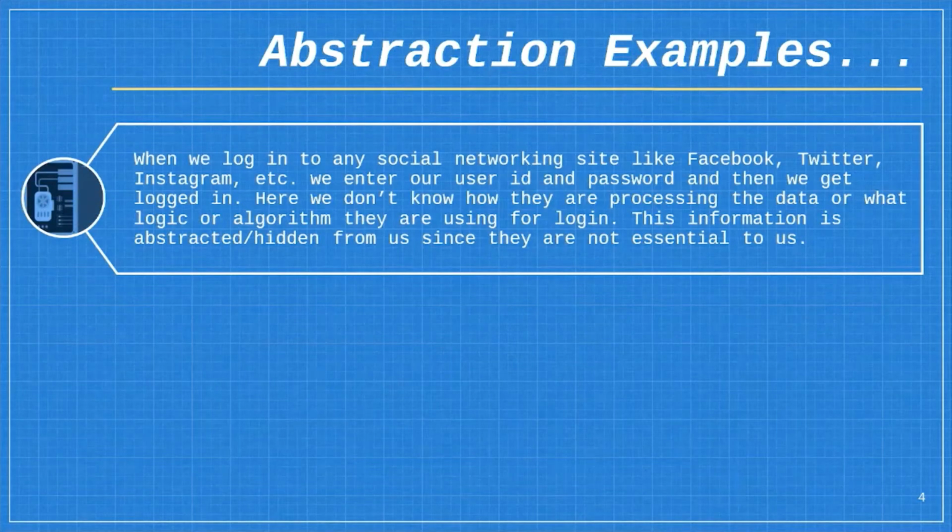First one. When we log in to any social networking site like Facebook, Twitter, Instagram, or any secured website, what do we do first? We enter our credentials, our username and password, and then we get logged in or have access to the site. In this case, we don't know how they are processing the data or what logic or algorithm they are using for login, because this information is abstracted or hidden from us since it is not essential to us.